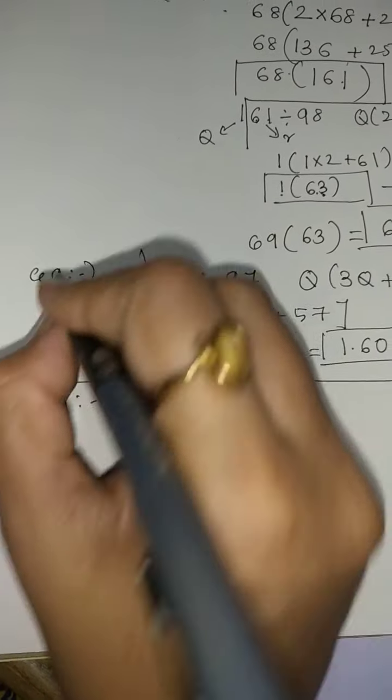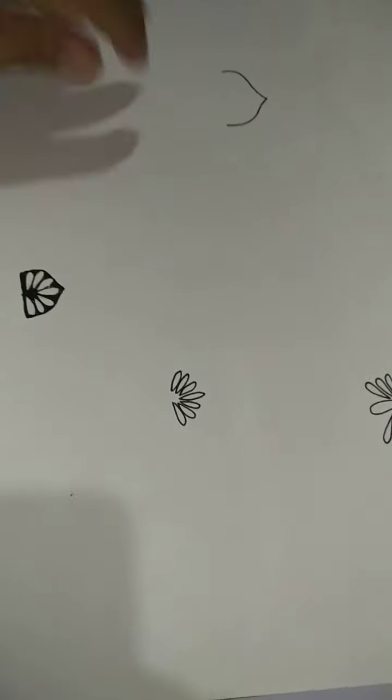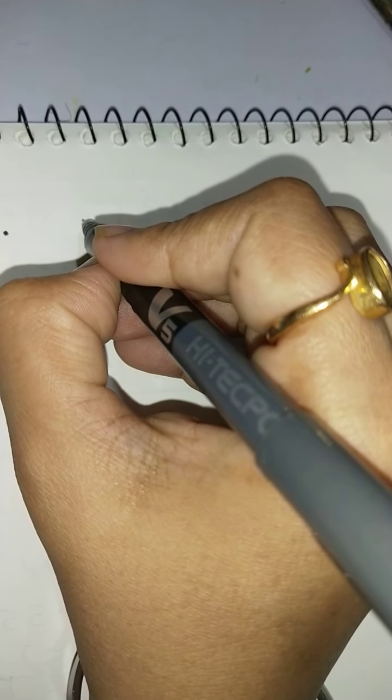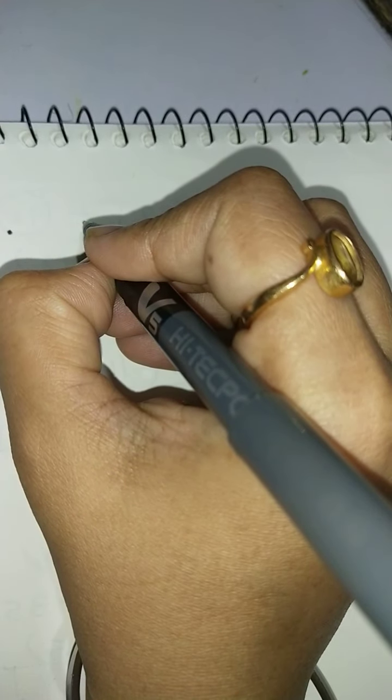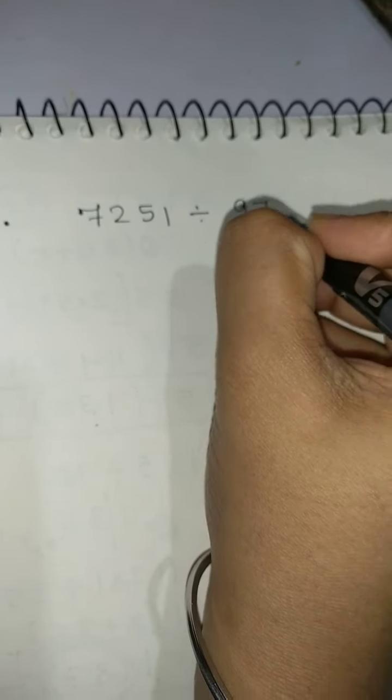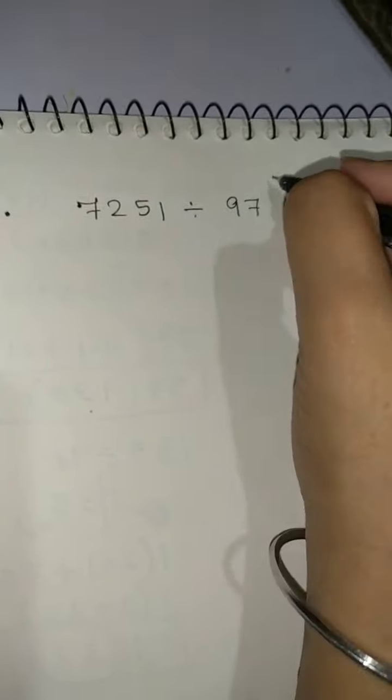Example number 7. Okay, I'll do it on the next page, sorry for that, because I think we'll have a bigger sum this time. So example number 8, or whichever it is. Let me take the number as 7251 divided by 97.